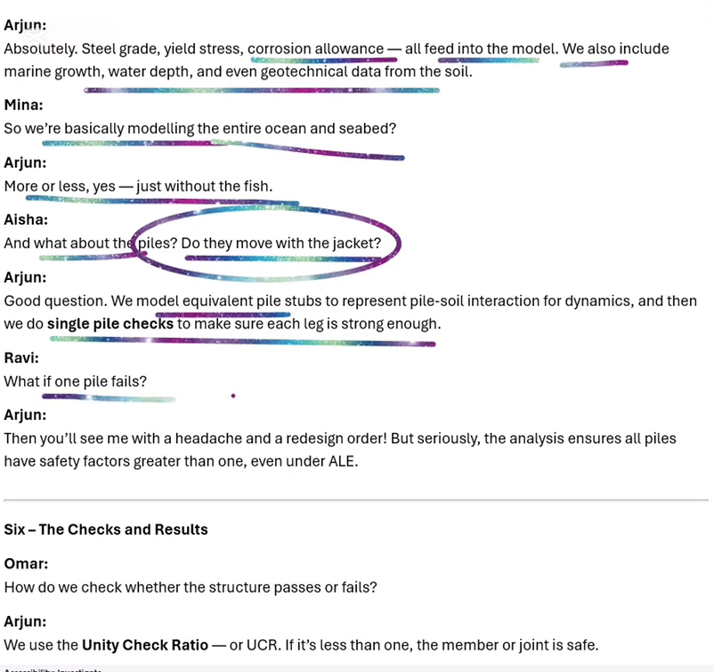What if one pile fails? Then you will see me with a headache, and a redesign in order. But seriously, the analysis ensures all piles have a factor of safety that's much more than one, even in reality.